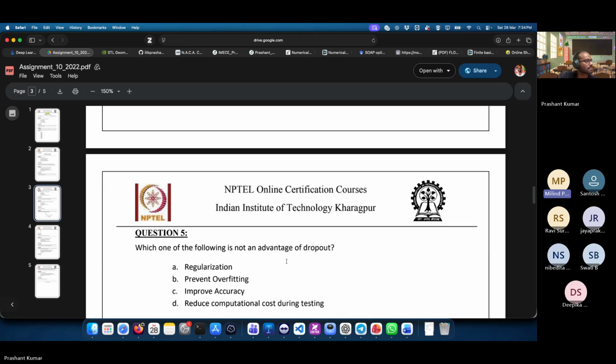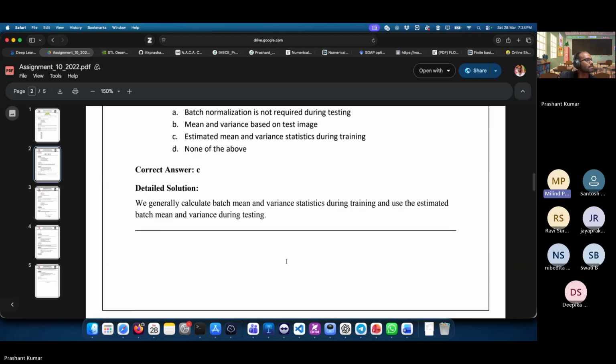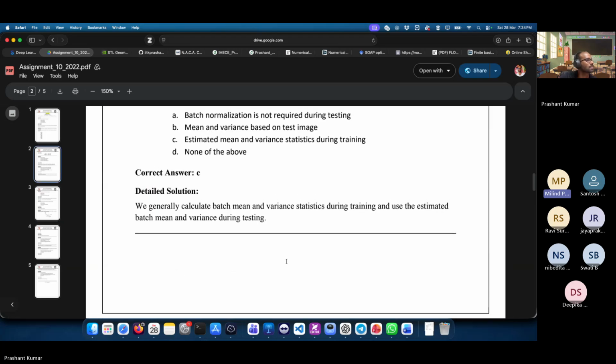Could we see the solution, scroll up please? We generally calculate the batch mean and variance statistics during training and use the estimated batch mean: the mean of all means and the mean of all variances. And gamma and beta, correct? When you are talking about mu and sigma, you will have to calculate them from the test image. However, gamma and beta you will use from the training. Correct.